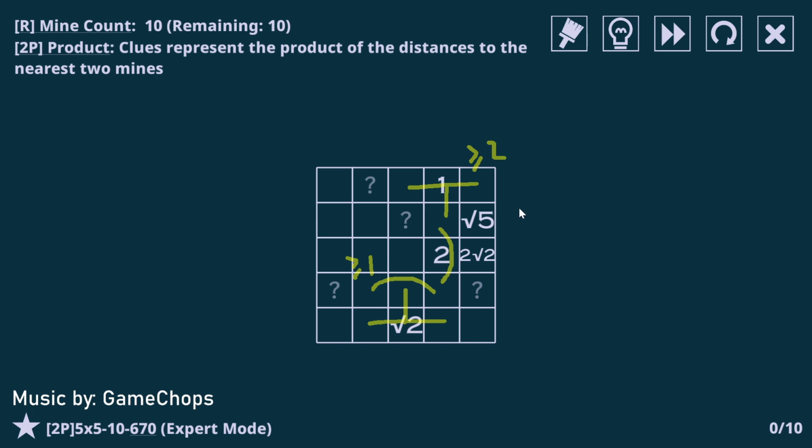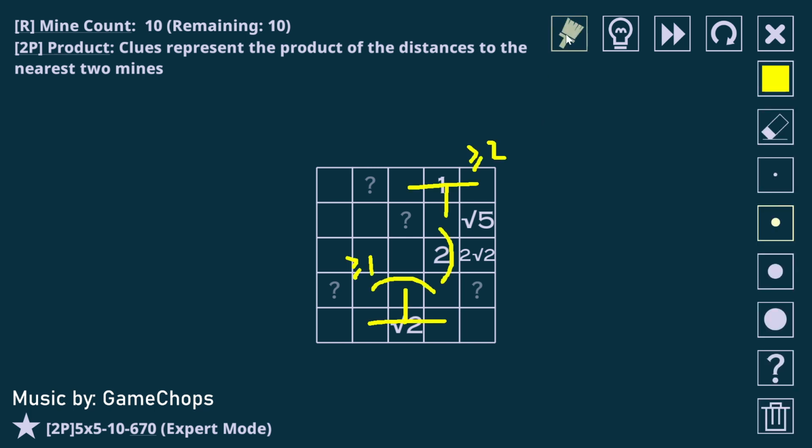I also wonder what the color is. Yeah, look at this color. The coloring colors the mines adjacent to it, except for this one, which it colors those. Okay, so one of those are mines. Let's tackle the root 5 then.